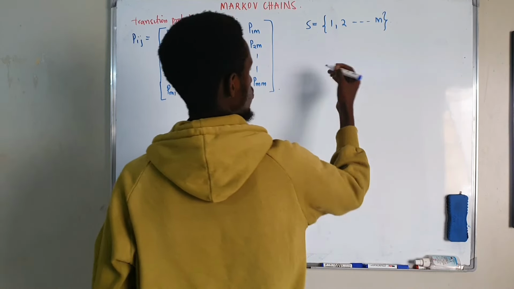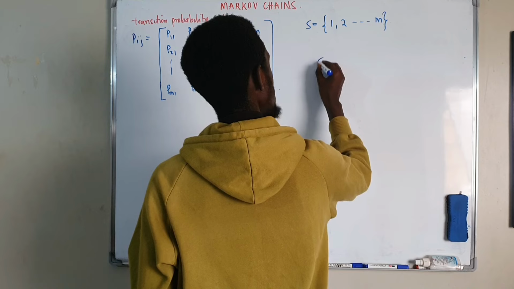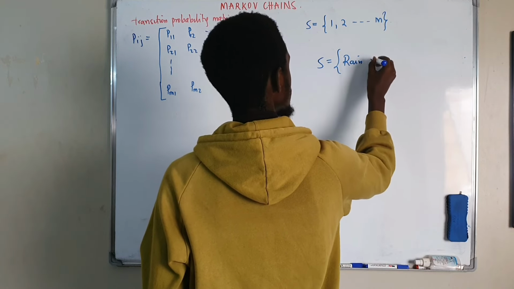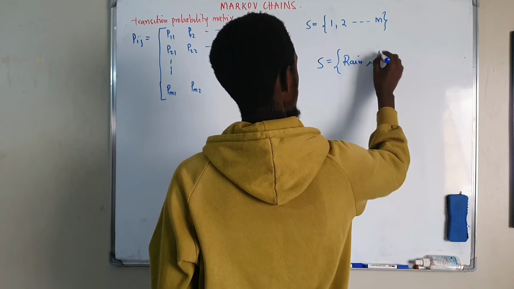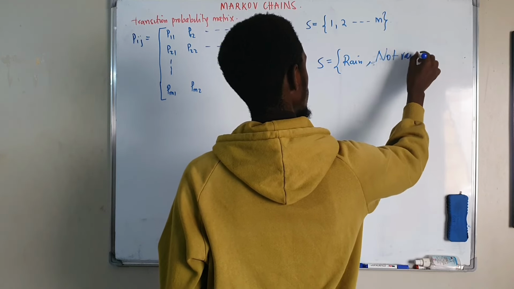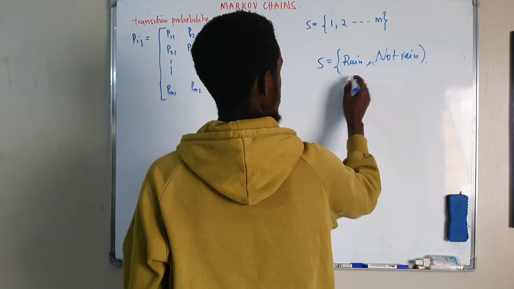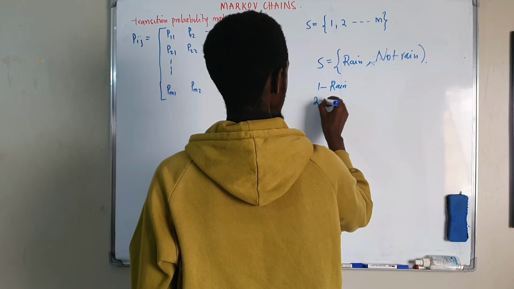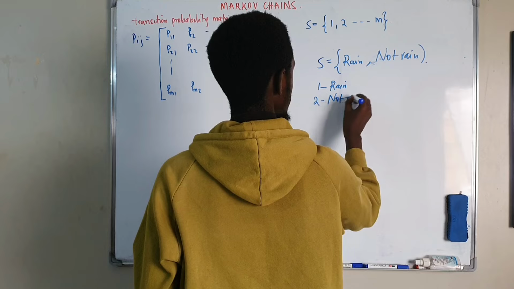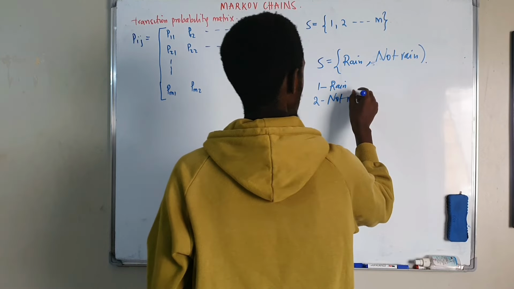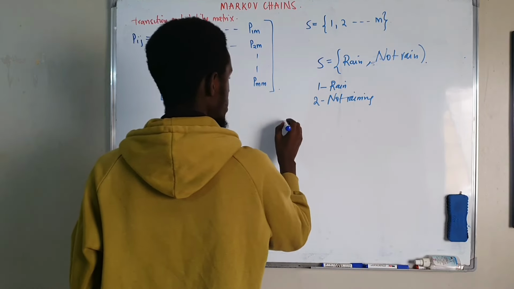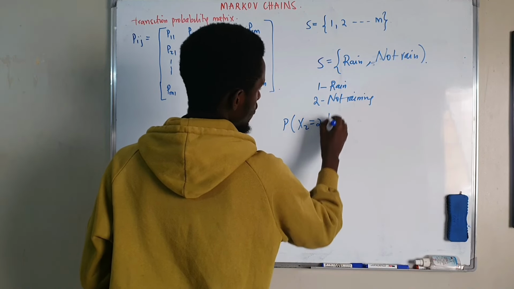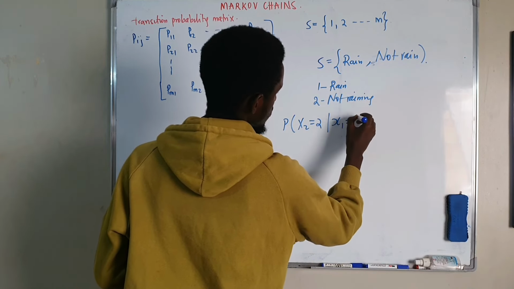As an example, I gave you one that we just talked about. Our states are that it may rain or not rain. We have two states here. If we say 1 is for raining and 2 is for not raining, we want to know the probability that tomorrow, X_2, it will rain, given X_1, it rained.